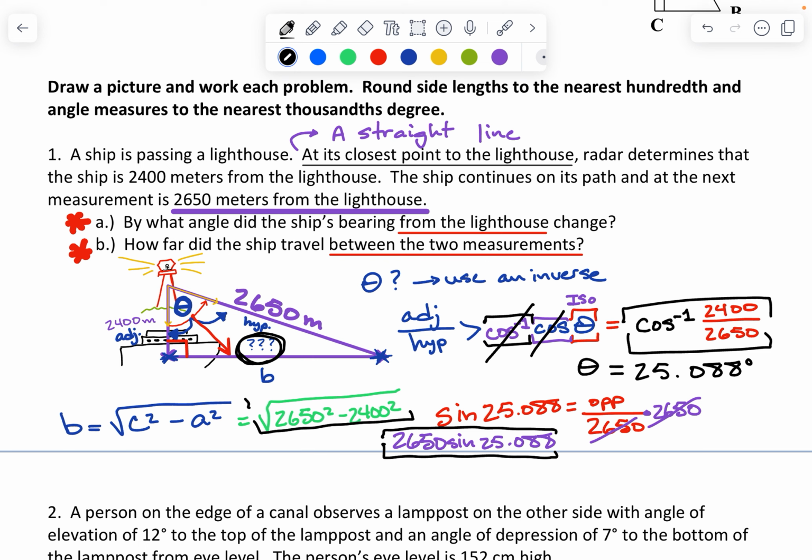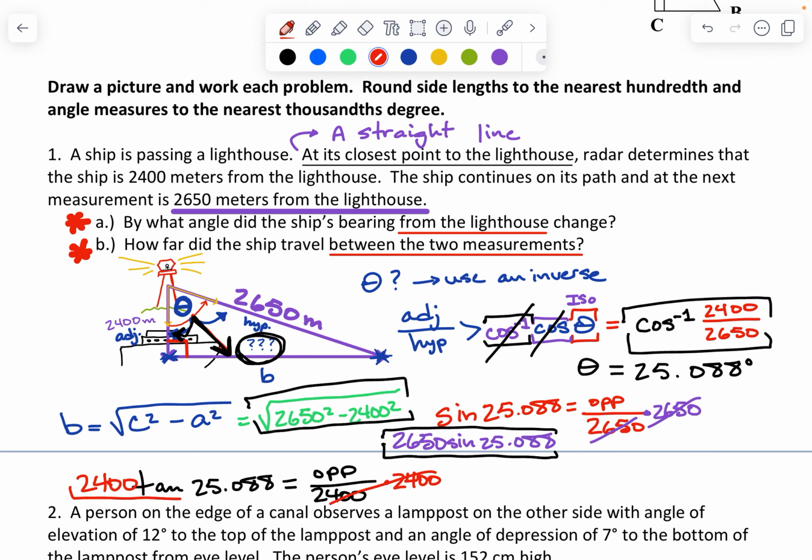There's option 1 and option 2. And then there's actually a third way you could do it. You say, I'm looking for the opposite side, and I know the adjacent side. So you could use tangent. You could say tangent of 25.088 equals the opposite that we don't know over the adjacent. And so you'd multiply both sides by 2400, and you would type that directly into your calculator.